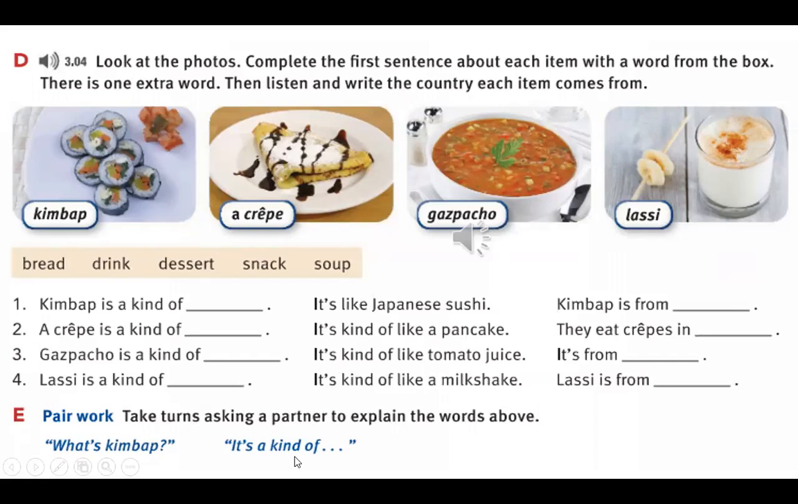1. Kimbap is a kind of snack. It's like Japanese sushi. Kimbap is from South Korea. 2. A crepe is a kind of dessert. It's kind of like a pancake. They eat crepes in France. 3. Gazpacho is a kind of soup. It's kind of like tomato juice. It's from Spain.